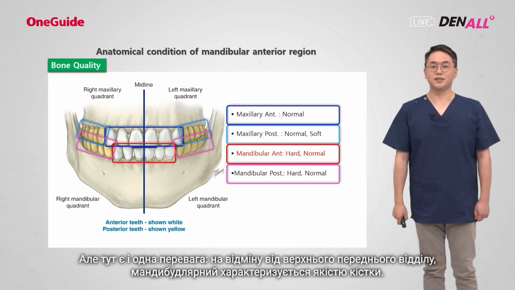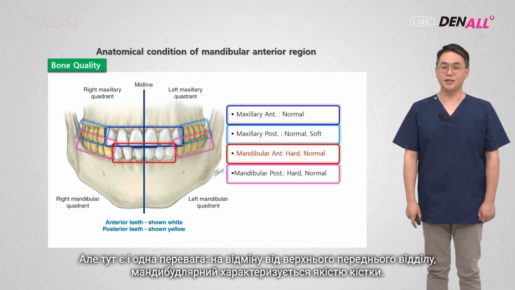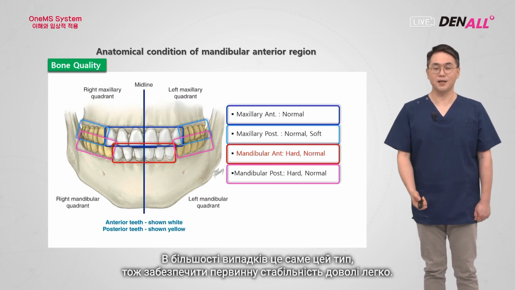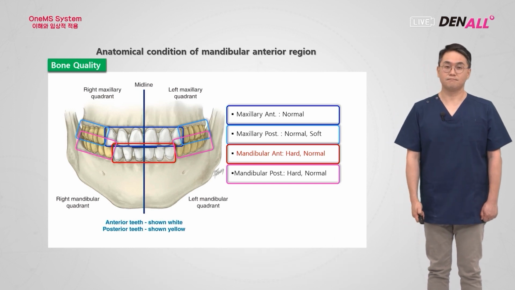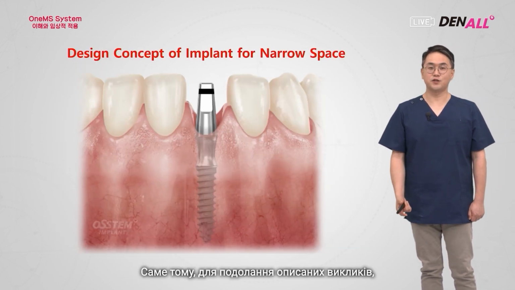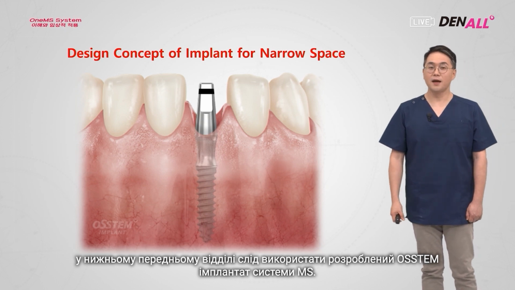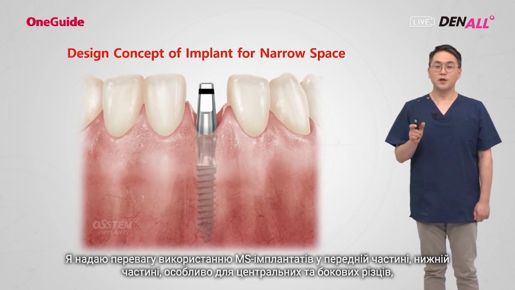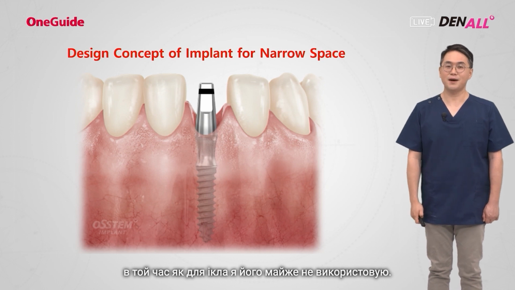But there is one strength. Unlike the upper part, on the mandibular side the strength is the bone quality. It's either D1 or D2, in most cases at that level. So initial stability can be easily secured. Because of that, to overcome the challenges on the lower anterior part, the MS implant was designed by Osstem. So I prefer using the MS implant on the lower anterior part, especially for the lateral incisor and central incisor. I don't really use the MS implant for the canine.